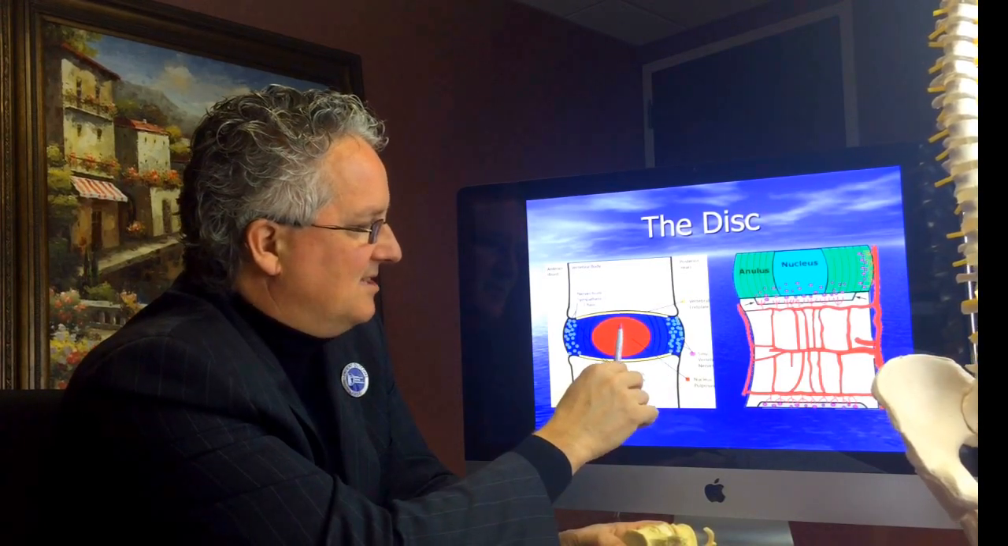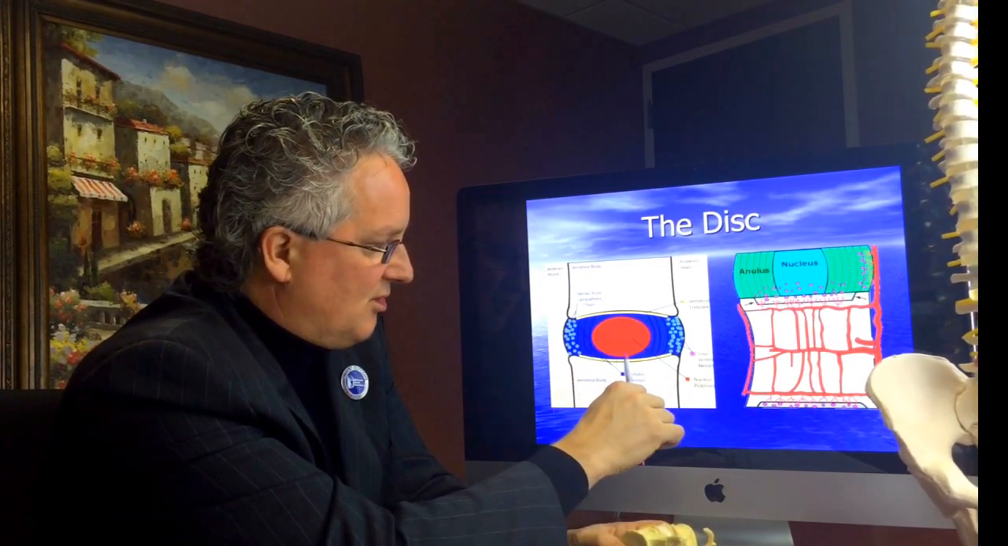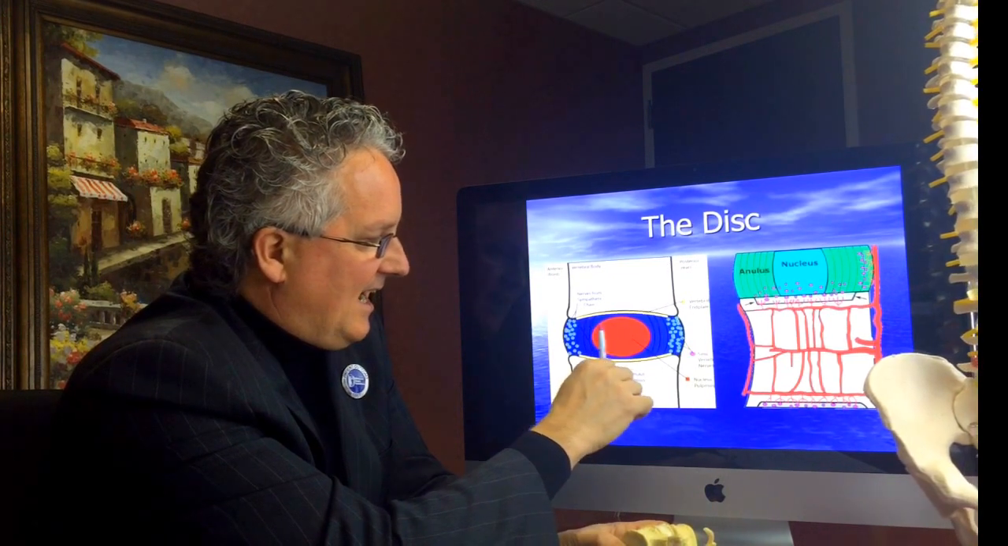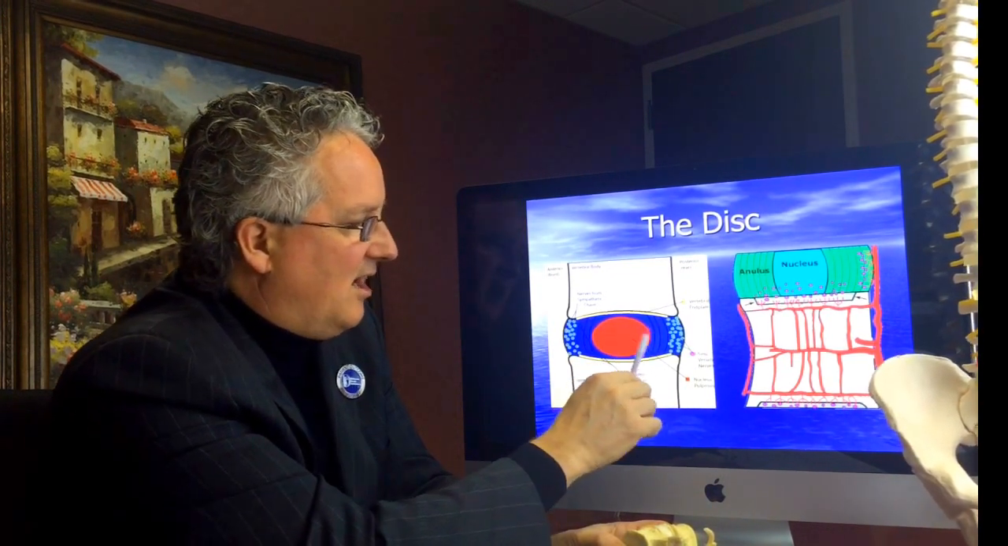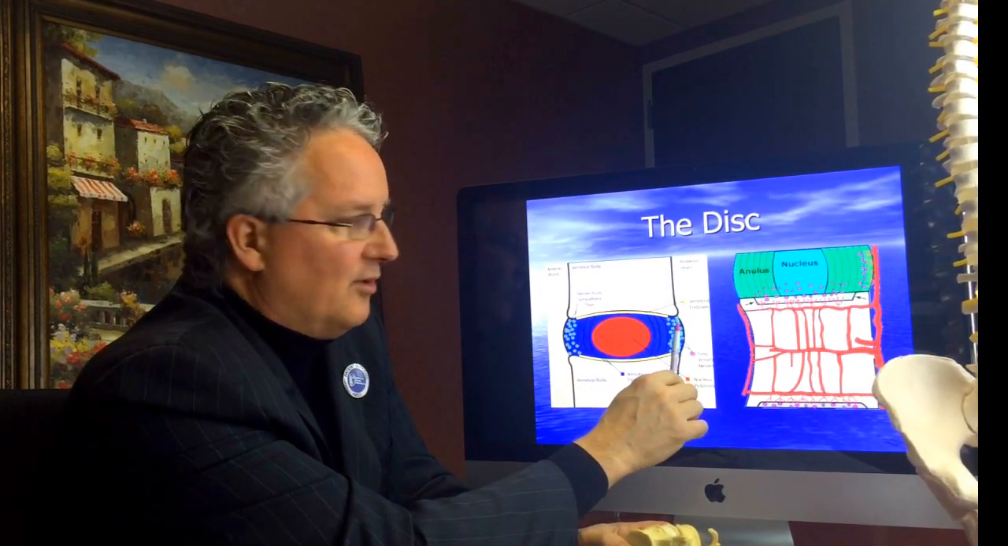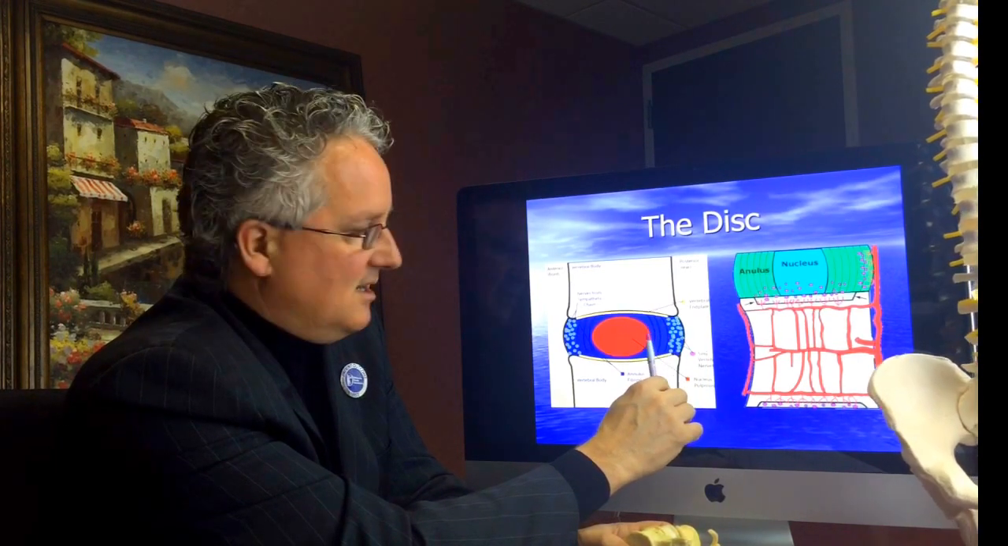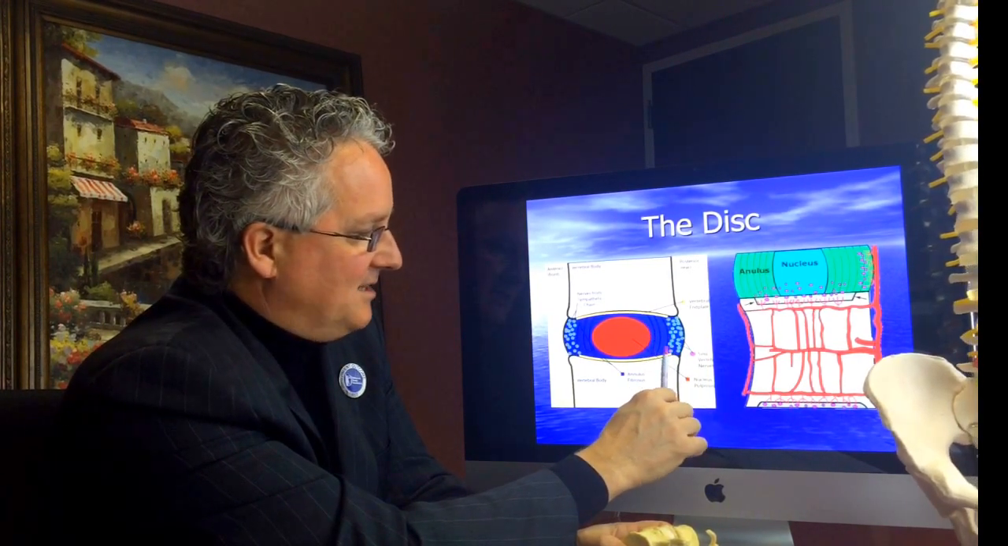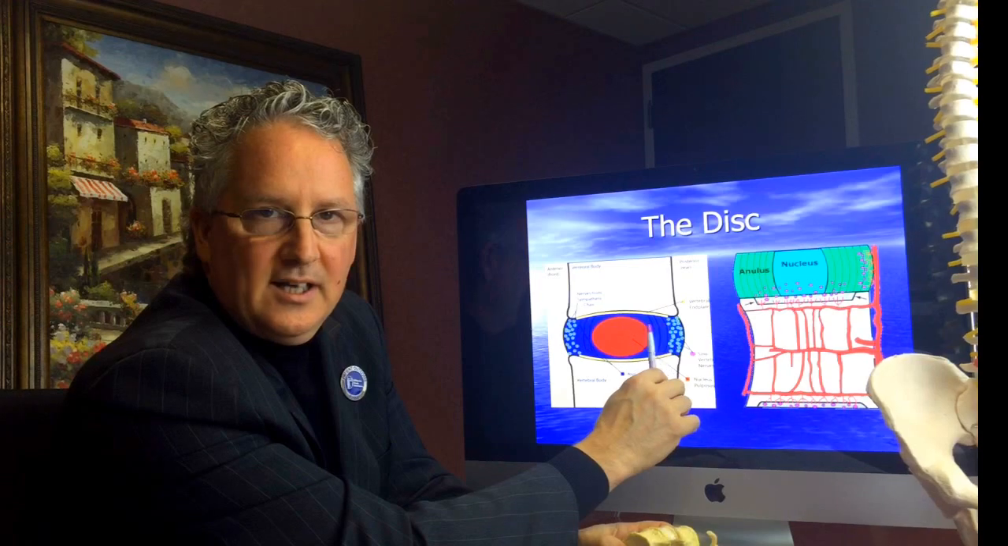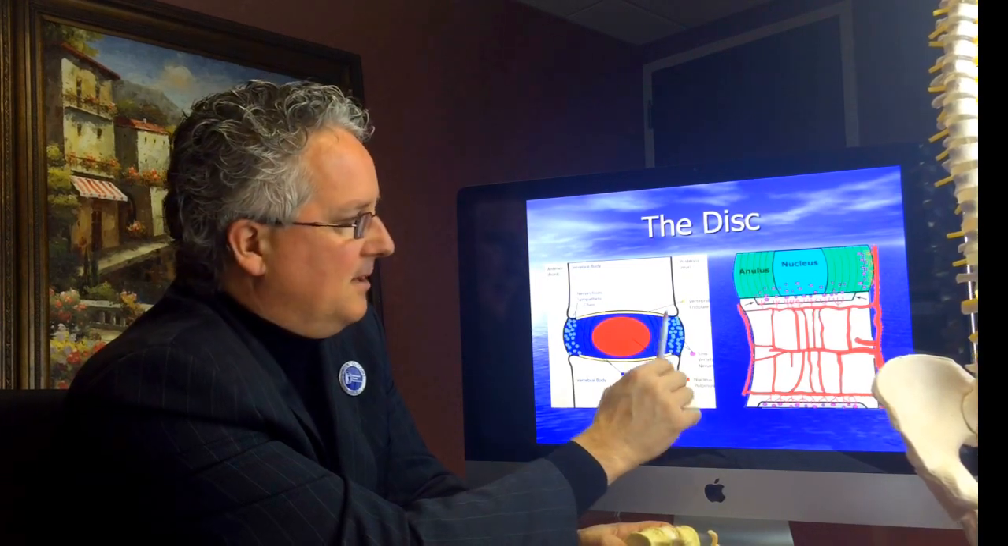But what happens is this nucleus will start to dry out. As the nucleus starts to dry out, what happens is you start to overload the annulus. And as you overload, the annulus starts to break down under the load.